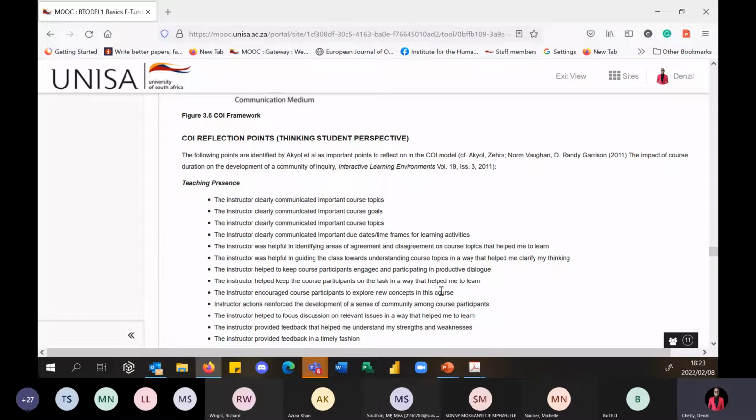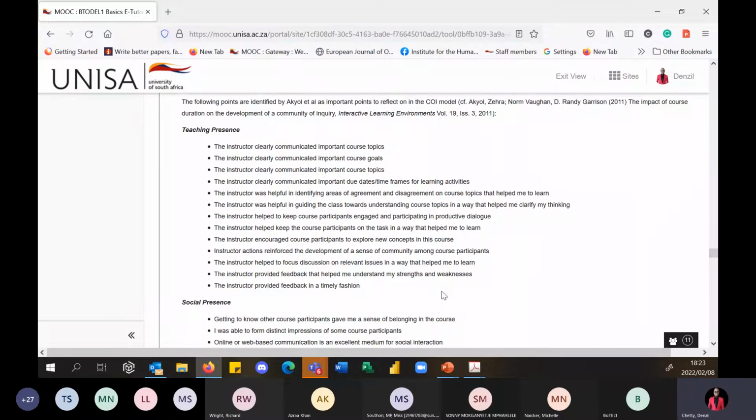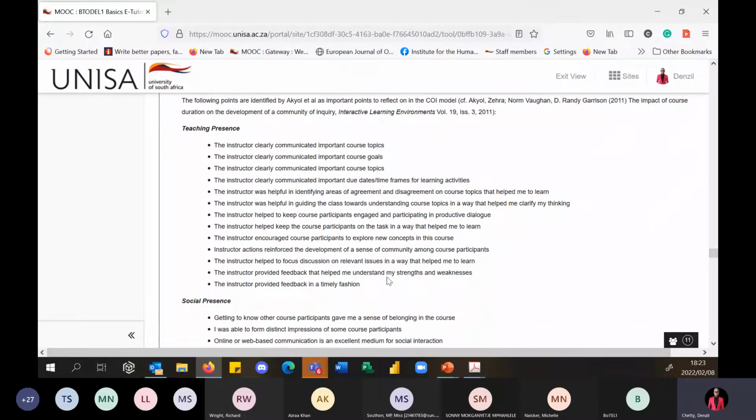And here, what you look at now is from a specific article, where we start to unpack what is teaching presence, for example. Now, think of teaching presence, think of tutoring presence. The instructor, in your case each tutor, clearly communicates important course topics, important course goals, those types of elements. Social presence is getting to know the other course participants.